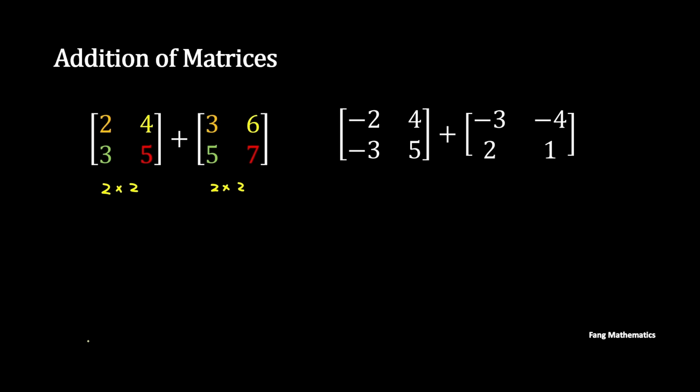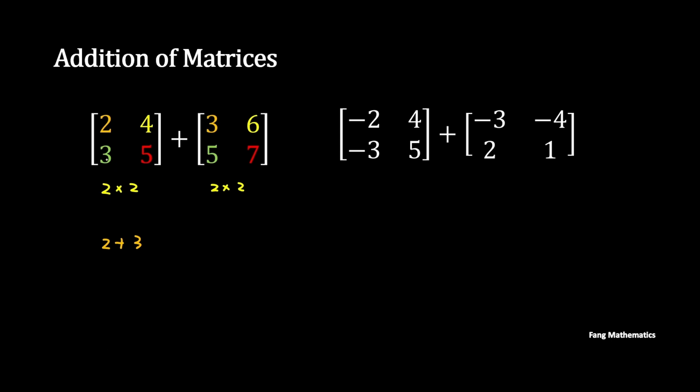Okay, the principle of addition of matrices is that you are going to add the numbers that are at the same spots, or corresponding spots. Looking at your left, you have this number in the first row, first column. So you are going to add the number that is also in the first row and first column. So you have 2 plus 3.